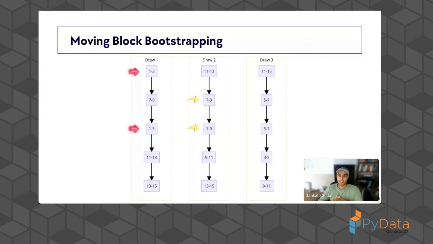Moving block bootstrapping is used for time series data where blocks are resampled to maintain dependency structure within the blocks. It's specifically useful when data has dependencies that need to be preserved, and I would not recommend this when the data does not have any significant dependencies.